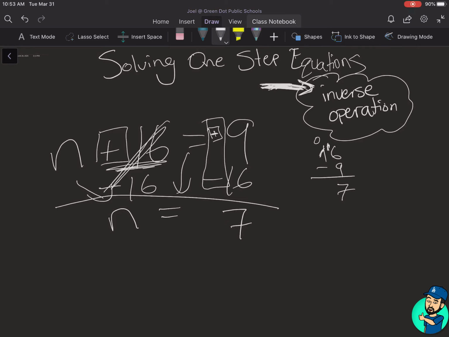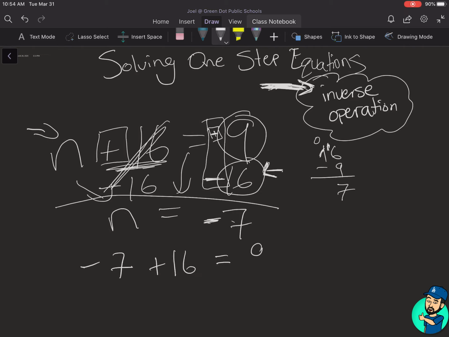Now, what number is larger? Do you rather have $16 or $9? Of course, 16. Now, what sign is in front of 16? A negative. So my answer will be negative 7. Now, if I check my work, I'm going to plug in negative 7 right there. So it'll be negative 7 plus 16 equals 9.